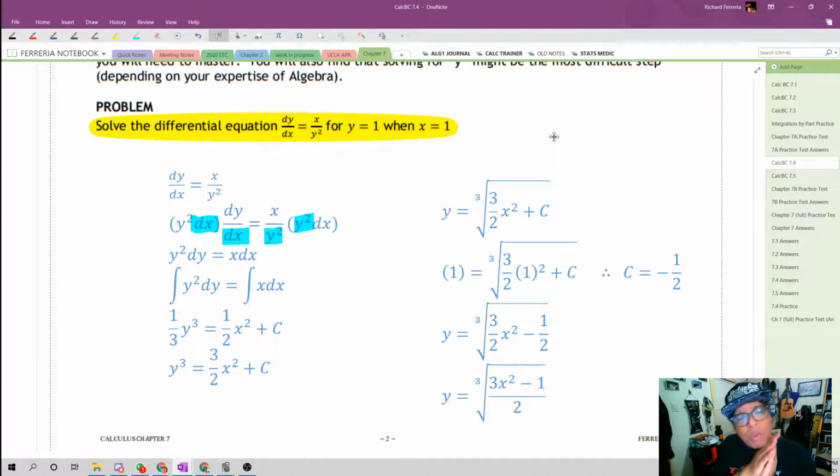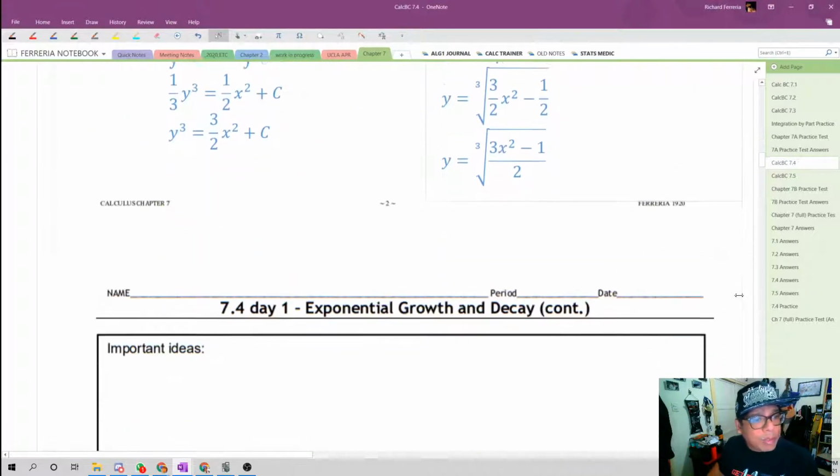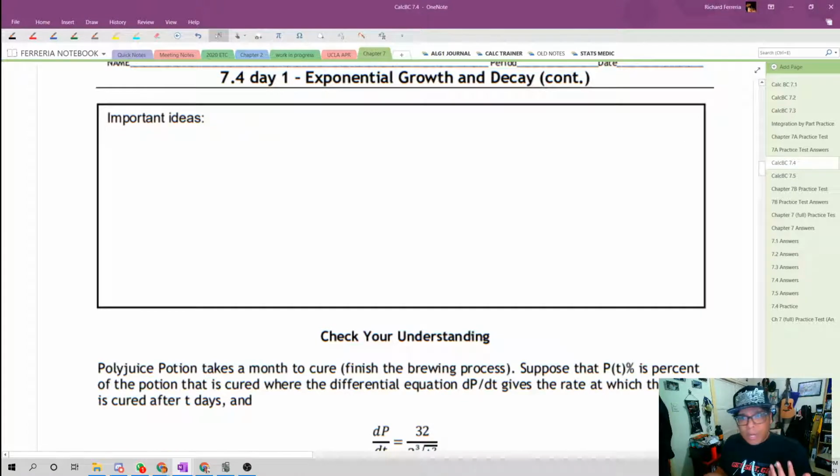yeah, this was more advanced than what we were doing, but it's just more advanced in that we have to integrate on the left and the right. The solving for y tends to be actually the most difficult part of this, because you're going to have to practice your algebra here to do that. Let's see what other goodies we can get up to. Oh, look, that's it. We're already at important ideas.